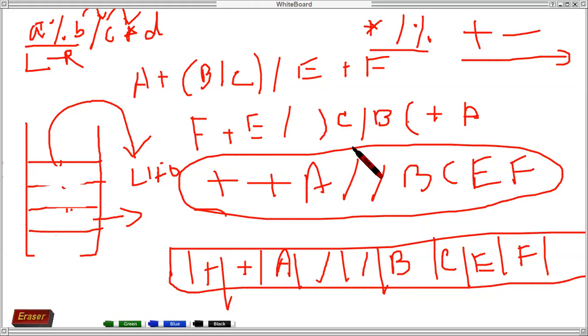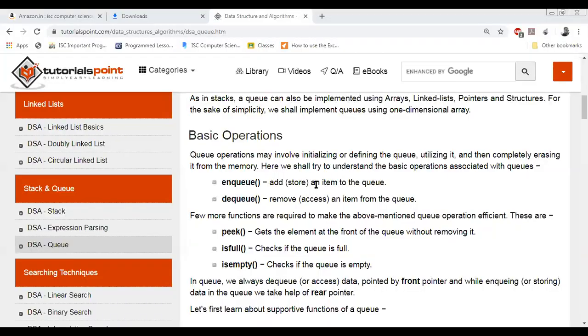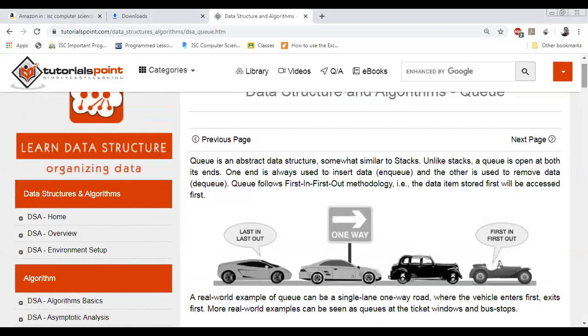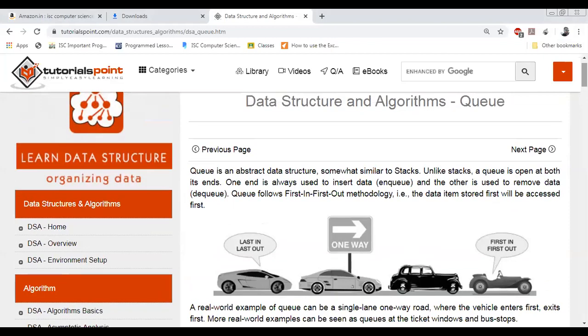Okay, so this is basically your infix to prefix. I'll upload some materials today in your classroom. You can go through it. Now, moving on, let me give you an introduction to another topic related to this. This is known as queue, which is related to your stack.